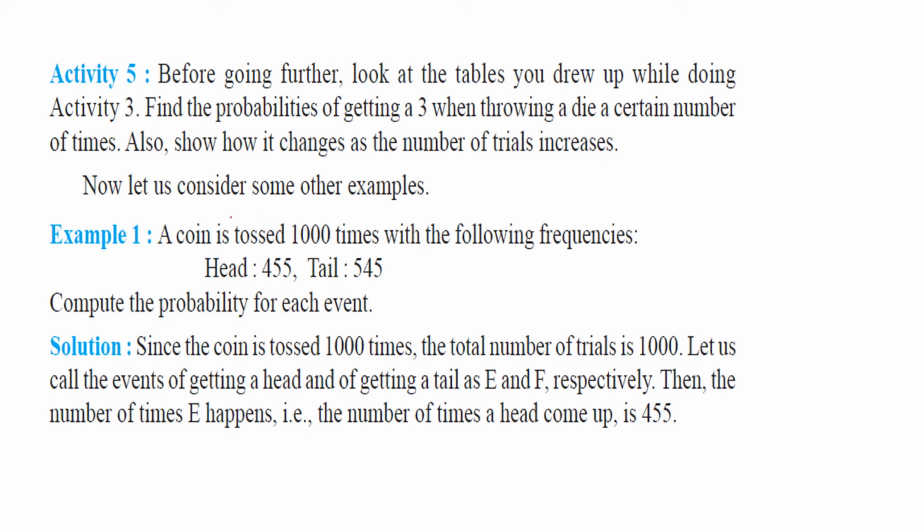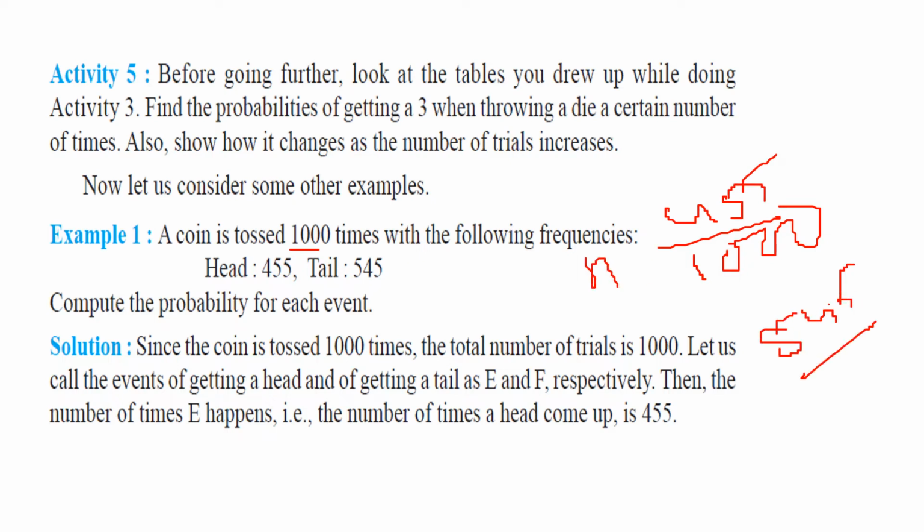For example, we have a coin which is tossed 1000 times. So the number of trials is 1000, and these are the frequencies: head 455. So this is the probability of head. Tail 545. This is the number of trials in which the event occurred, 545. Total number of trials are 1000. So this is the probability of head. This is the probability of tail.